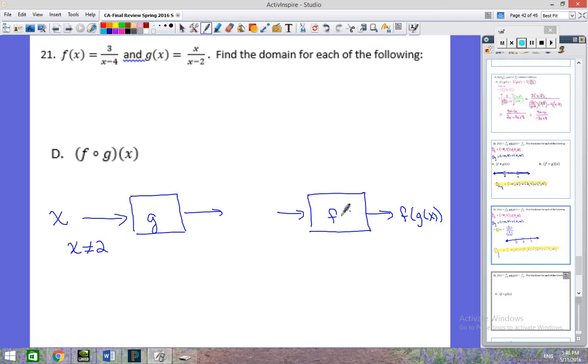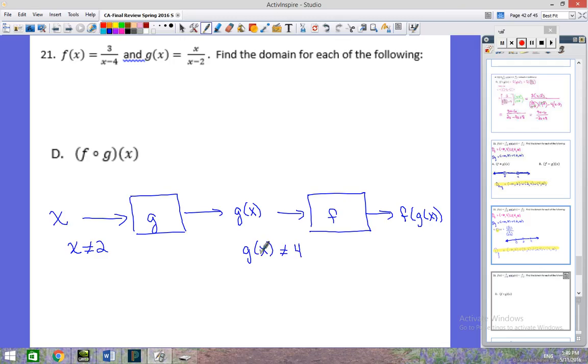Now, the input into f cannot be 4, because 4 minus 4 is 0. But remember, the input into f is the output of g. So this g of x, that's how we use the notation to write the output of g, cannot be, if we look at f, it can't be 4.